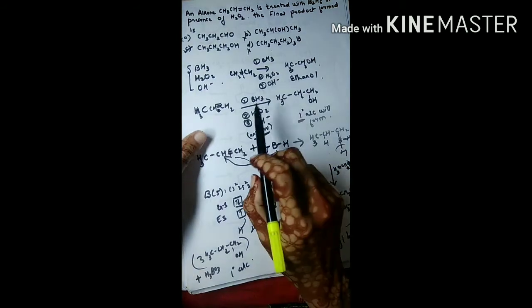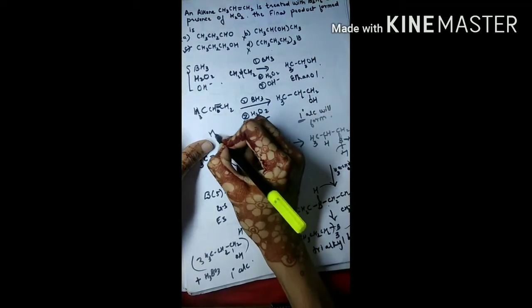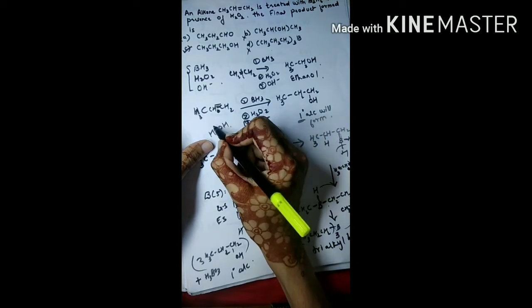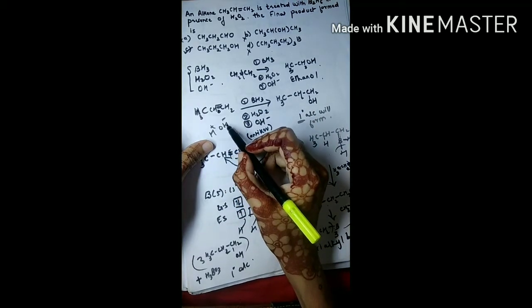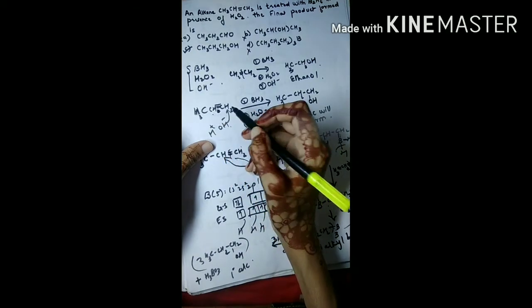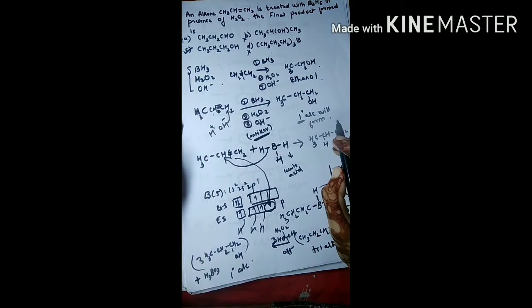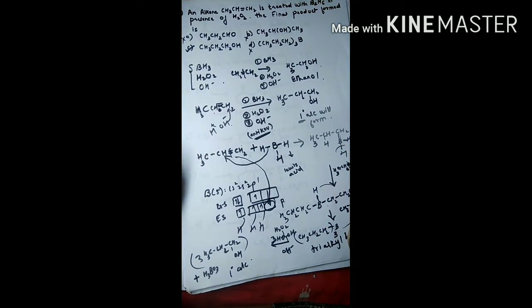So students, here anti-Markovnikov rule is applied. Because the negative part of the reagent will attach to the carbon atom which is having more number of hydrogen atoms and the H plus will get attached to the other side of the double bond. So you can see here that our right answer is alcohol.